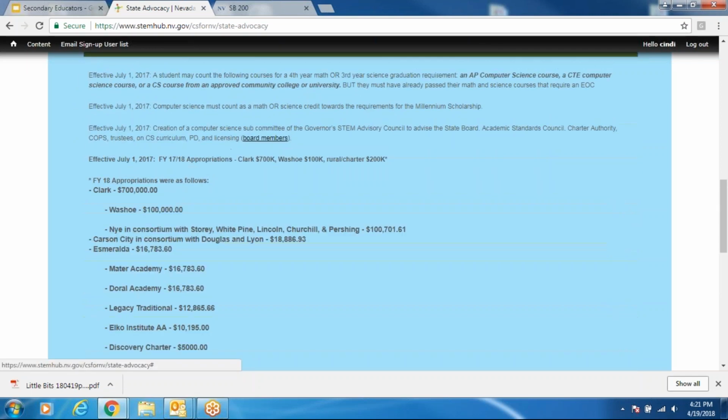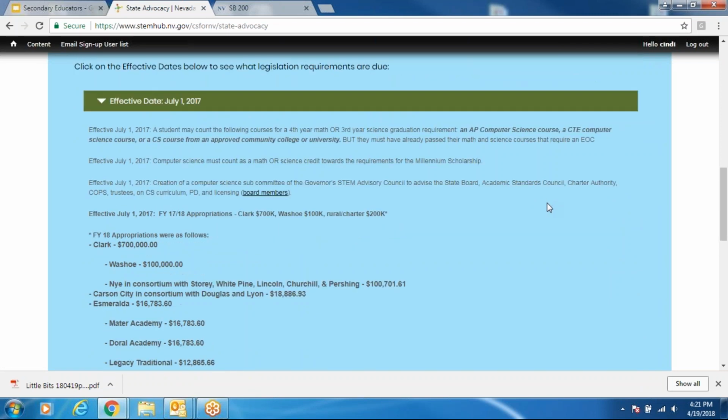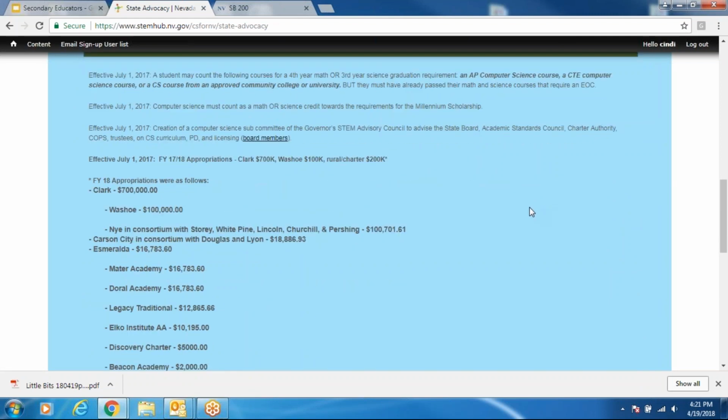So for example, last year, last July 1st, these things became effective. A student may count the following courses for a 4th year math or 3rd year science graduation requirement. And these are the courses: an AP computer science course, a CTE computer science course, or a CS course from an approved community college or university. But they must have already passed their math and science courses that require an end of course exam.